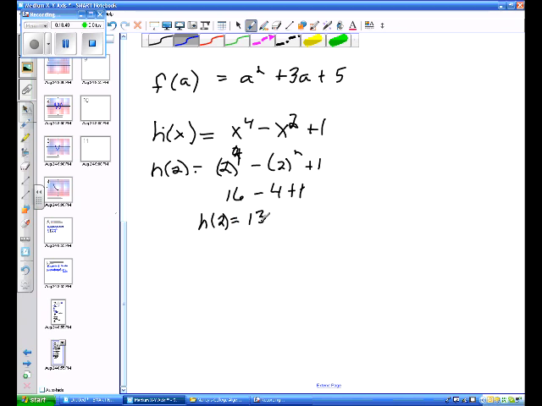Again, don't try to solve that for h. That's not what this means. Or you could write this as an ordered pair. When x is 2, then our y value, our dependent variable, is 13.